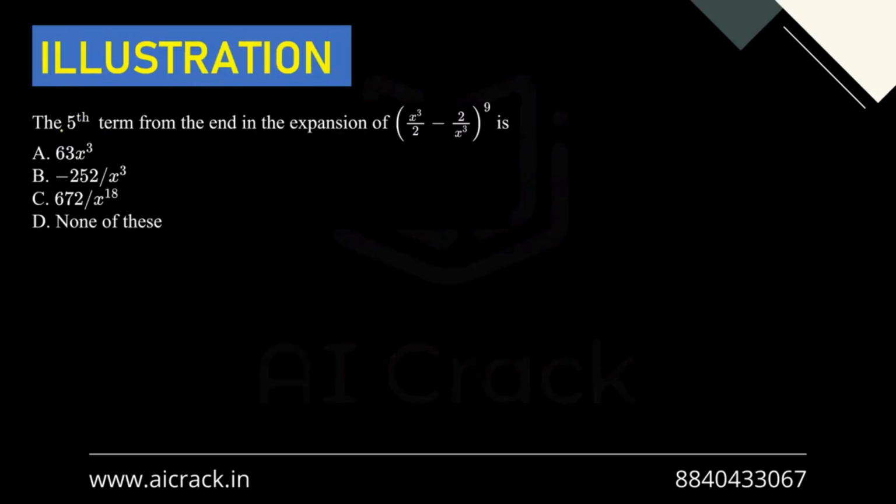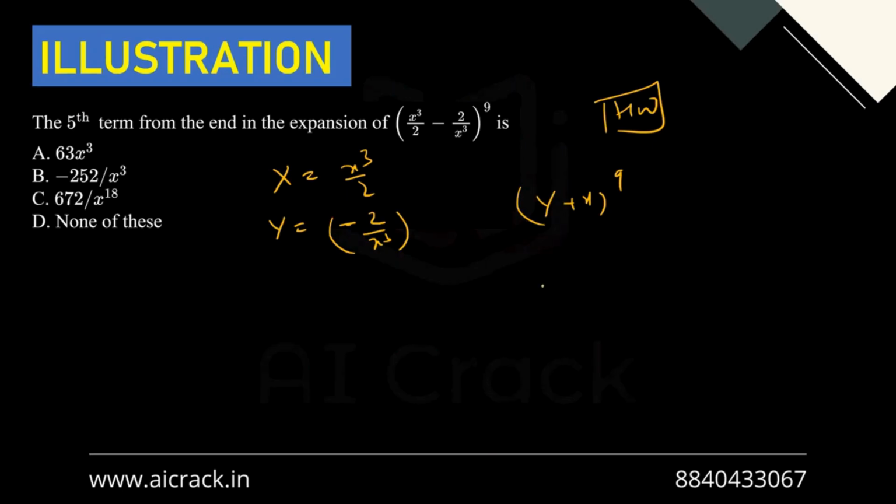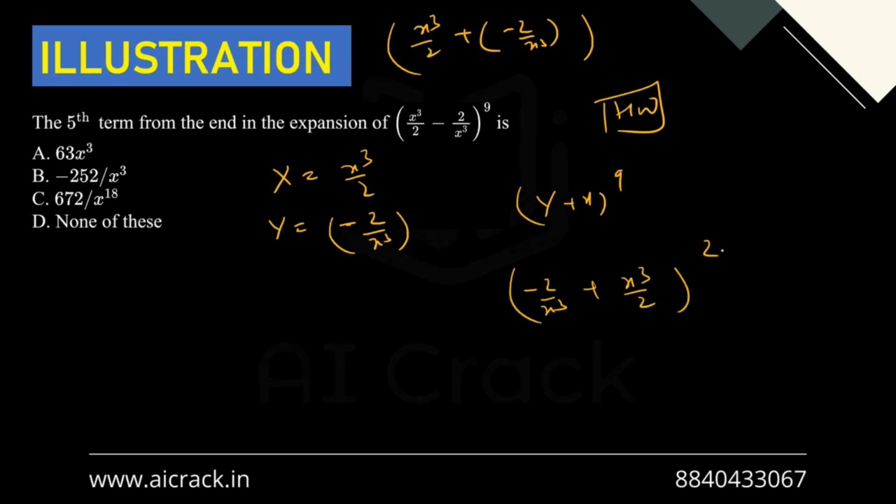So let's see one example. The fifth term from the end in the expansion (x³/2 − 2/x³)^9. You'll do it as homework, but I'll just give one caveat over here. So basically over here x equals x³/2 and y equals not 2/x³, it's actually minus 2/x³, right? So when you are writing (y + x)^9, the reverse expansion, you have to write minus 2 by x³ plus x³ by 2. As I've told earlier, you have to consider plus sign over here, x³/2 plus (−2/x³), and that is how your expansion should be written. So in the case of reverse expansion, that would become (−2/x³ + x³/2)^9. And then you can find out the fifth term from the first, right?